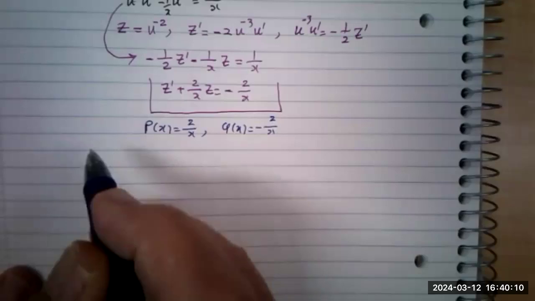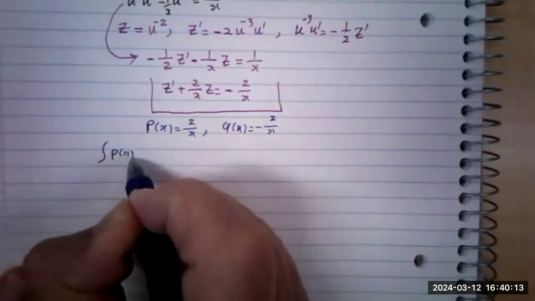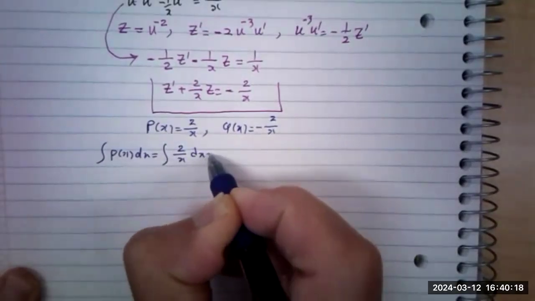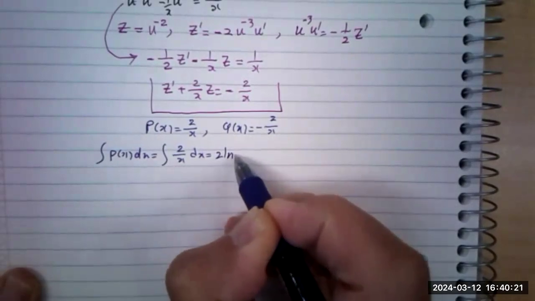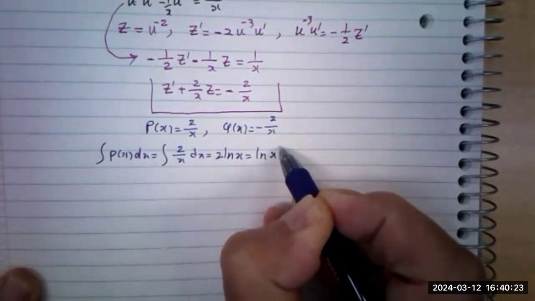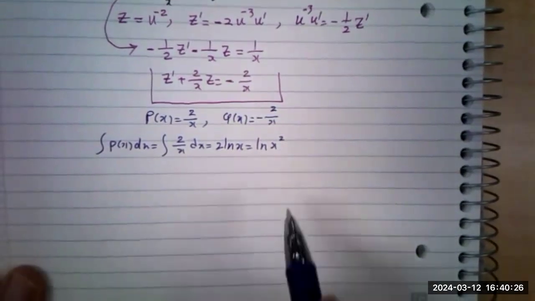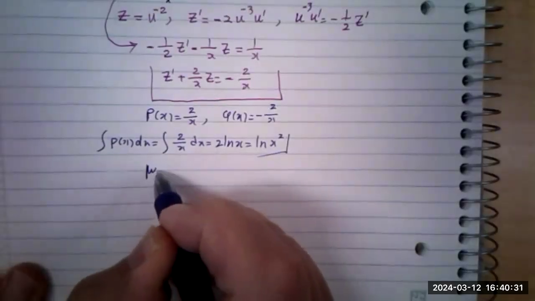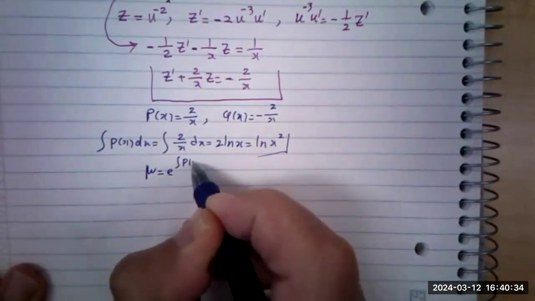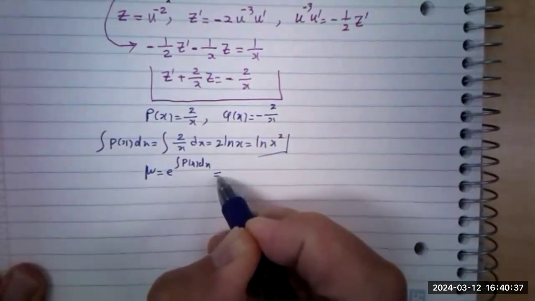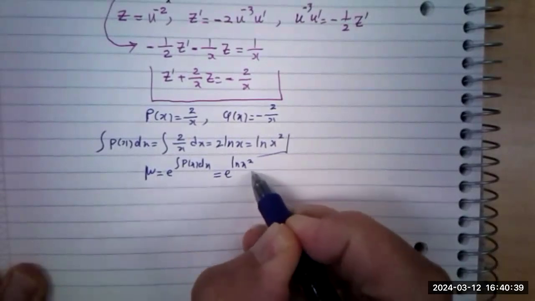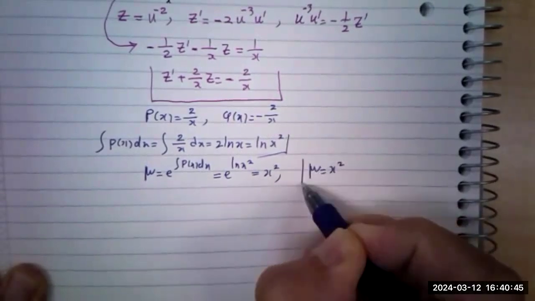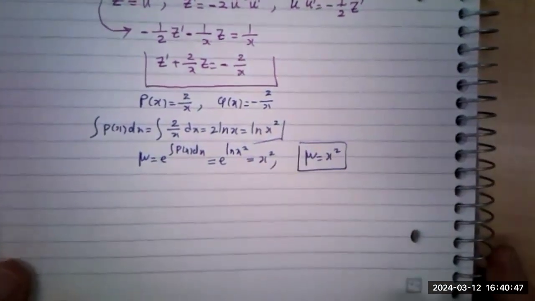We get the integral of p of x dx, which is the integral of 2 over x dx. It's going to be 2 ln x, which is going to be ln of x squared. Then we go for the integrating factor. It is going to be e to the integral of p of x dx, which is e to the ln of x squared, which is x squared. So the mu would be x squared. That's the linear equation.